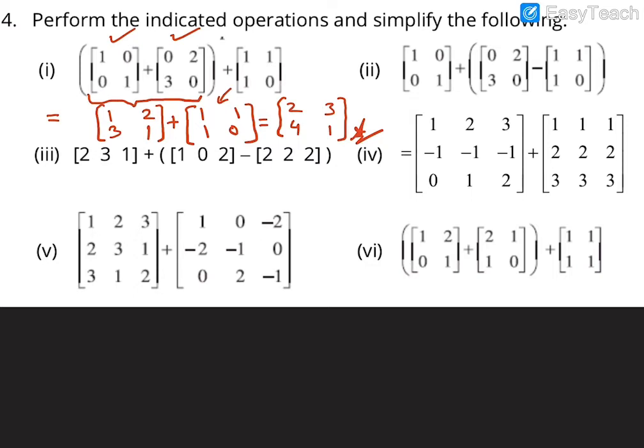Similarly, we can add part 3. You see the row. First you need to simplify this one. Here we have brackets, parentheses. So 2, 3, 1 as it is. Order is same, 1 into 3 and 1 into 3. We can subtract. So 1 minus 2 will be minus 1. Here we have plus sign. 0 minus 2 will be minus 2. 2 minus 2 will be 0. Now we can add these two. 2 minus 1 will be 1. 3 minus 2 will be 1. And 1 plus 0 will be 1.